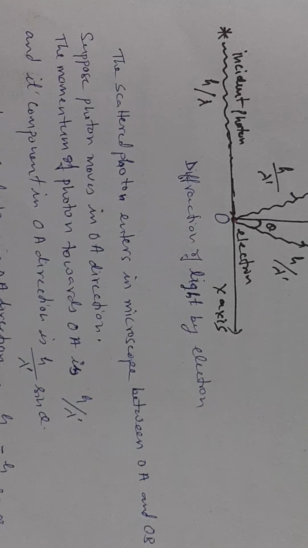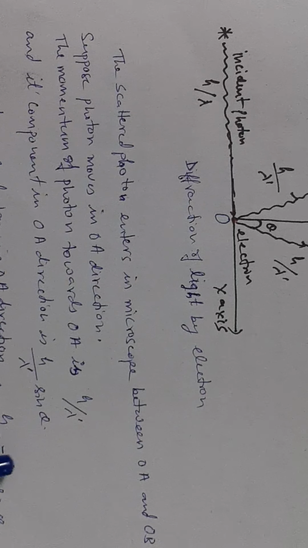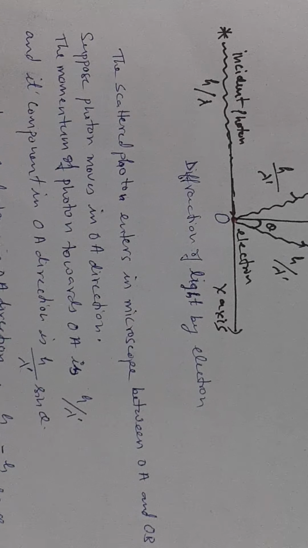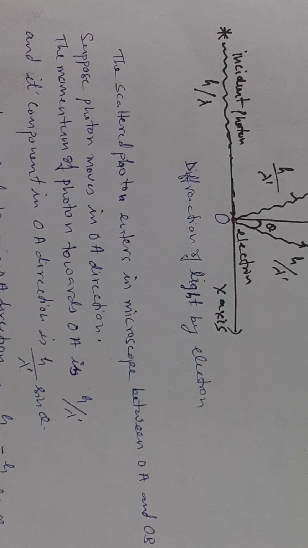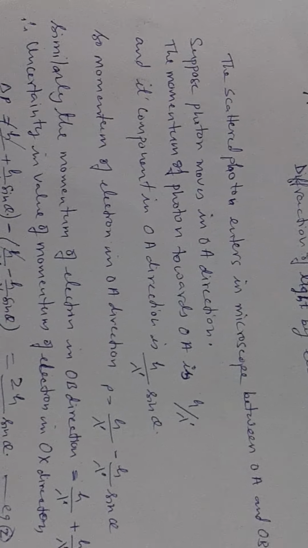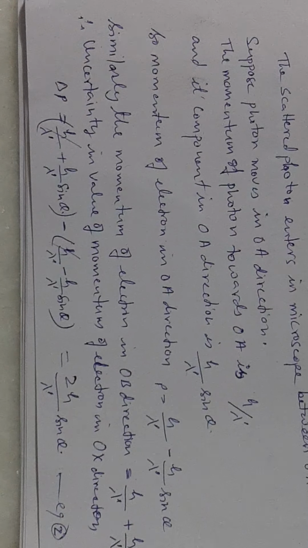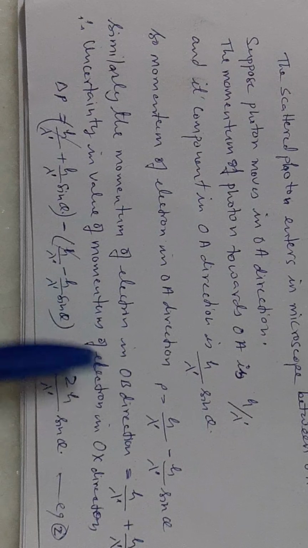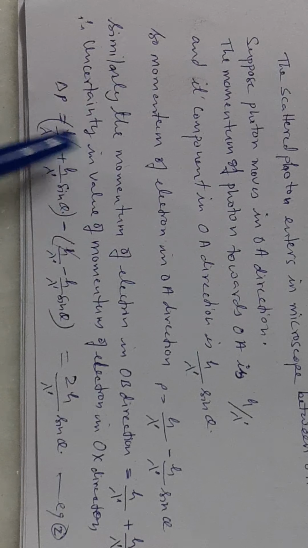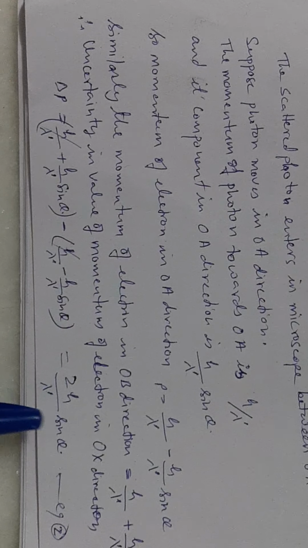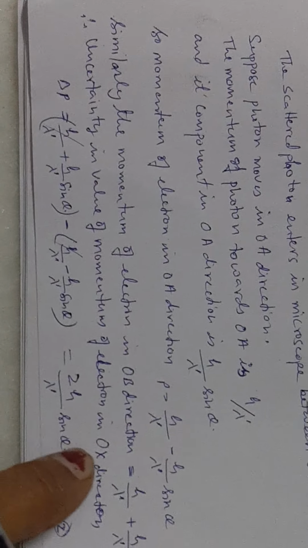So the momentum of the electron in the OA direction is p equal to h upon lambda dash minus h upon lambda dash sin theta, and in the OB direction it is h upon lambda dash plus h upon lambda dash sin theta. Therefore, the uncertainty in the value of the momentum of the electron in the OX direction is delta p, equal to the momentum in the OB direction minus the momentum in the OA direction. So the h upon lambda dash cancels and it equals 2h sin theta upon lambda dash. This is equation 2.